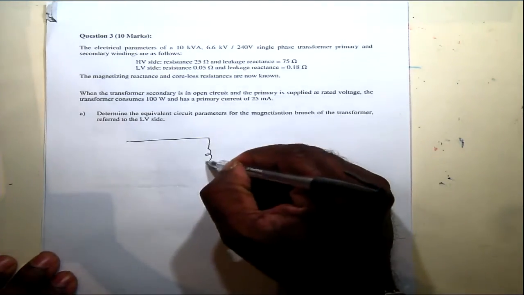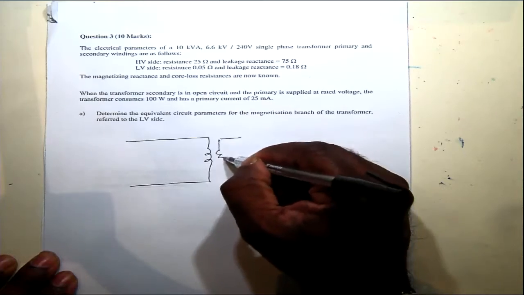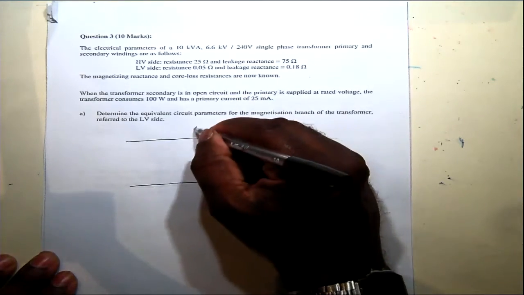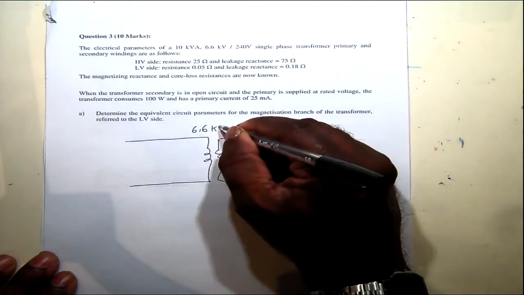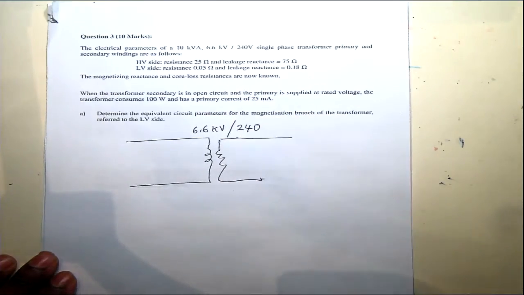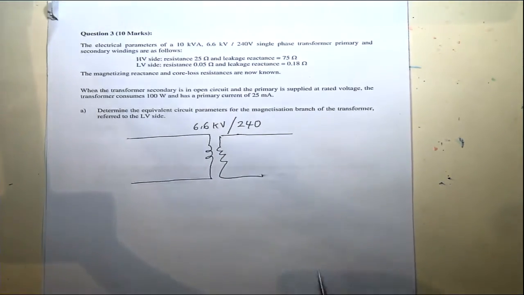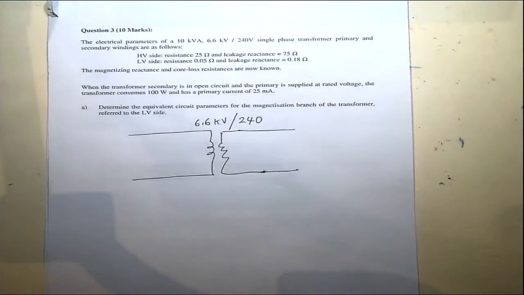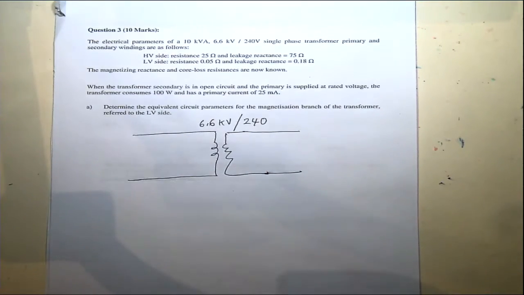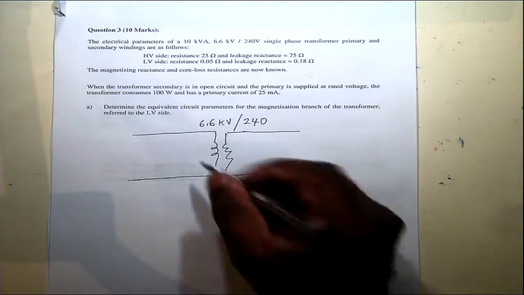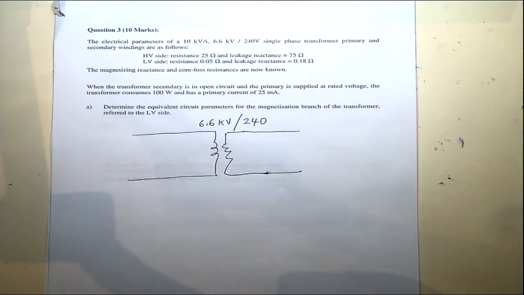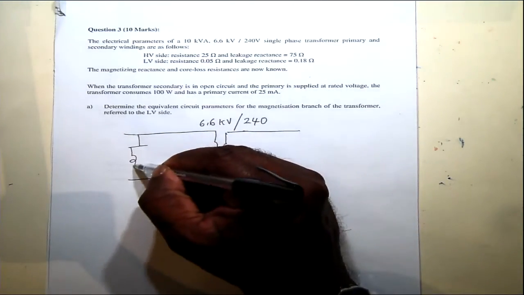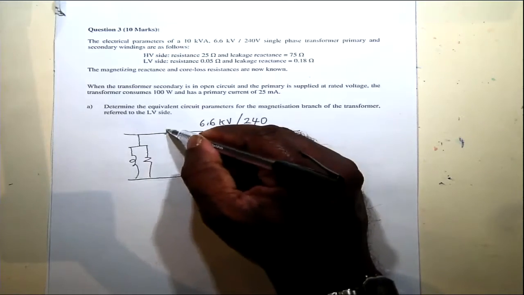So we have the transformer. This is the high voltage side, 6.6 kilovolt, and 240. This is the secondary, which is now open circuited. You can assume the shunt parameters to be either on the secondary side or the primary side. Let's say, for example, you place them here and the other elements are here as well.